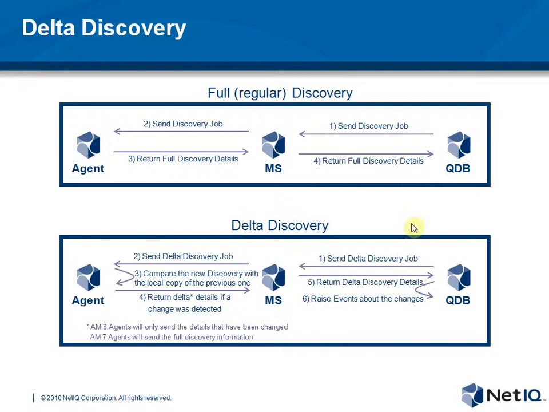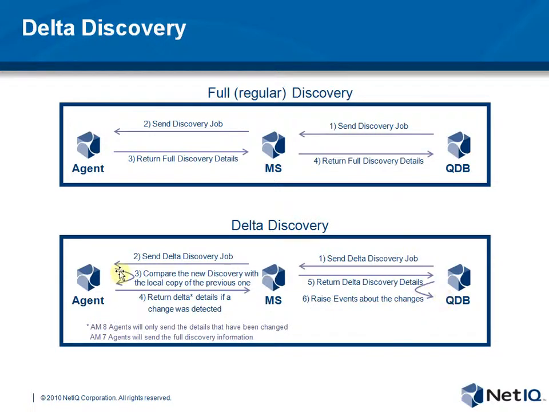With the Delta discovery, things are a little bit different. The first two steps are the same, but once the job runs on the agent, the agent will store that discovery information locally, and the next time it runs, it compares the new discovery with the previous run, and if there was no change, it will not send back any data. If there was a change, it will only send back the Delta, only the difference from the previous to the new discovery. And then the MS writes that delta into the database, and depending on your configuration in the discovery job, it will create events or not.